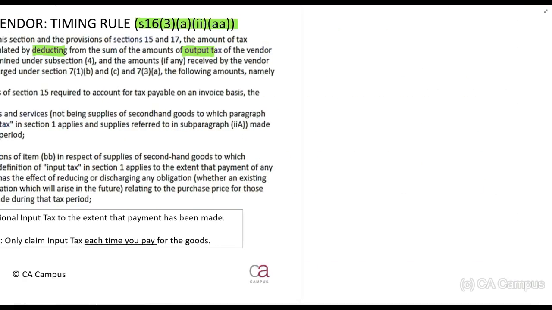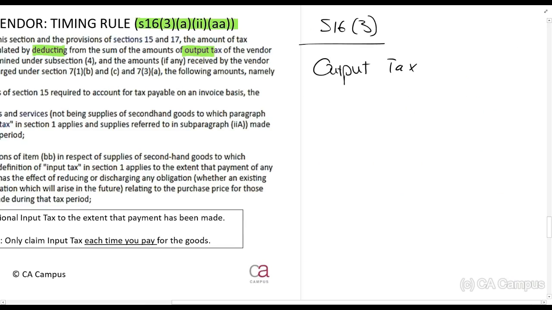So what they're saying here is, section 16.3 says, to calculate the VAT that you have to pay to SARS, you have to take the output tax, so this will be all the transactions that you have, less the input tax.